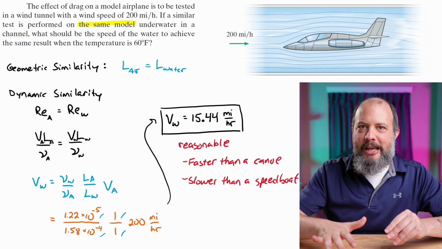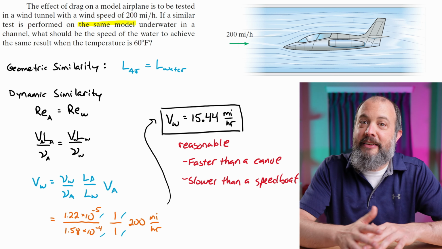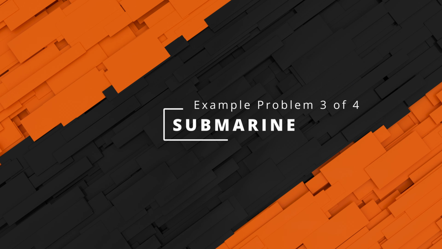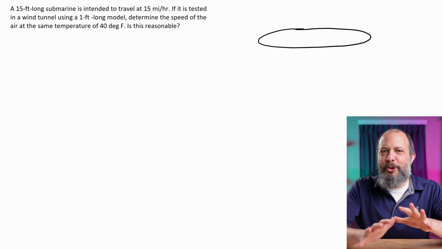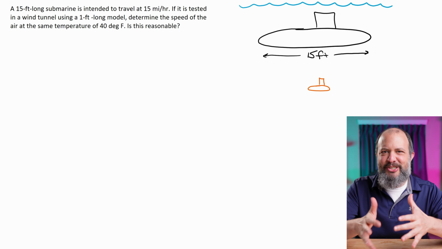to help you identify which would be the right number to choose for dynamic similarity, because it won't always be the Reynolds number. Next problem has my personal favorite type of vehicle, the submarine. The really cool and weird thing about model studies is you can actually completely change the fluid.